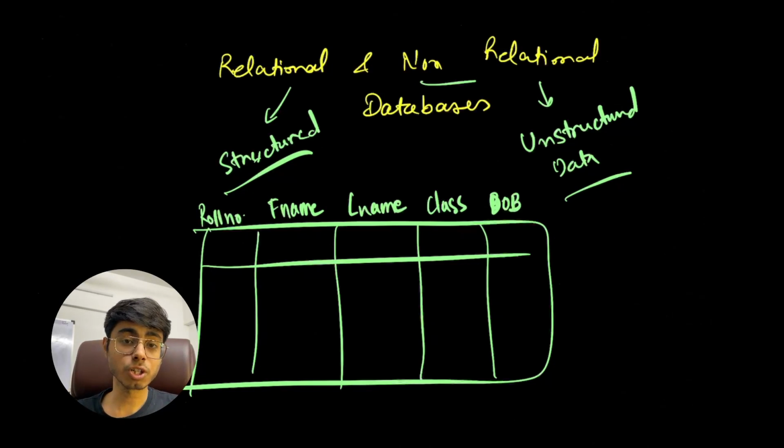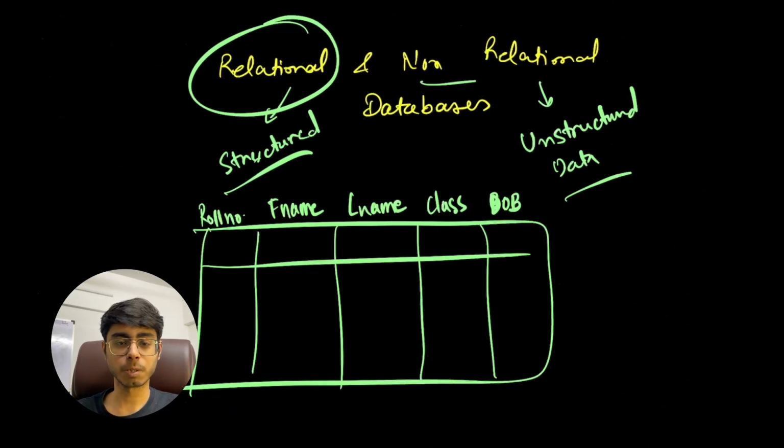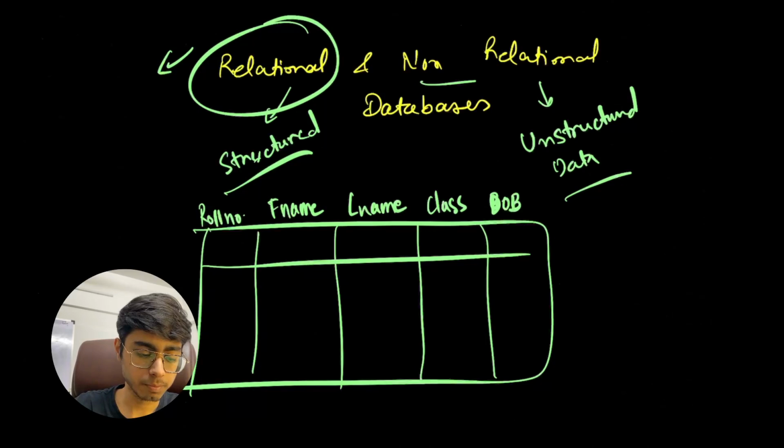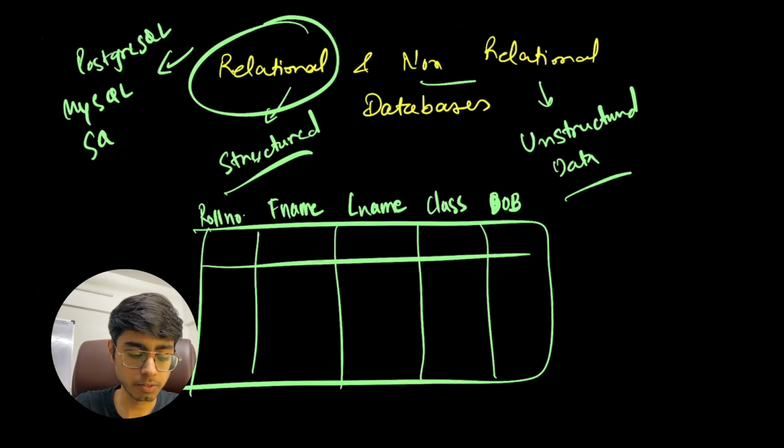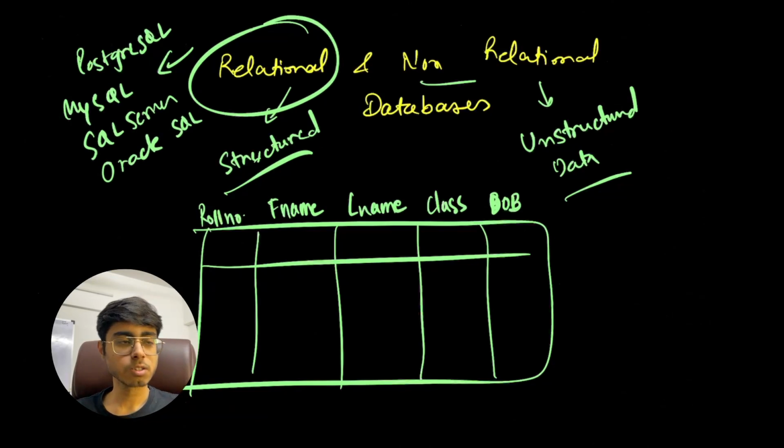This is a structured database. You can use a relational database for such purposes. What are relational database examples? Examples are PostgreSQL, a very famous SQL database, MySQL, SQL Server, Oracle SQL. So these are some of the relational databases that you can use wherever your data is structured.